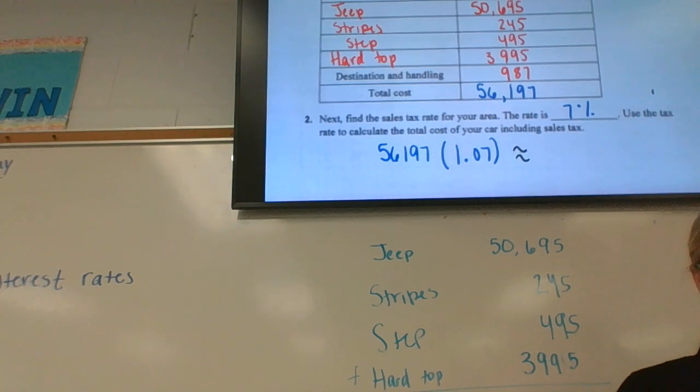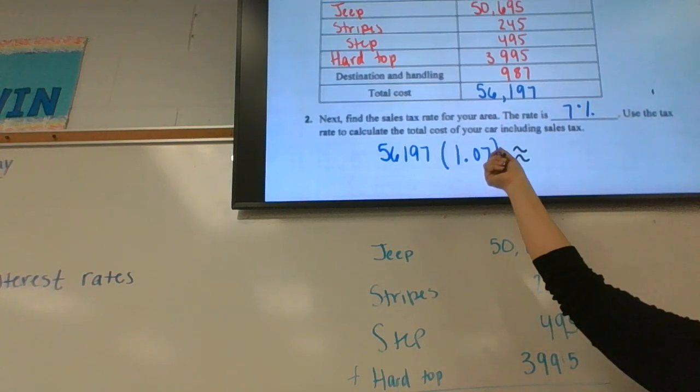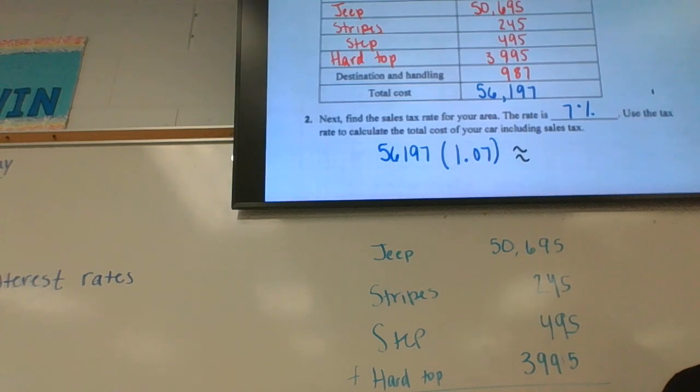Do you have to do the options? No. You can skip it. Even if we're doing a different car, we can still put the number. Yes, every car has the same sales tax. Every car gets charged 7% sales tax. So we just put 7% right there. Yep.